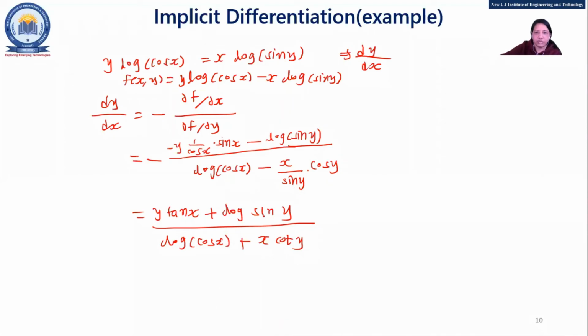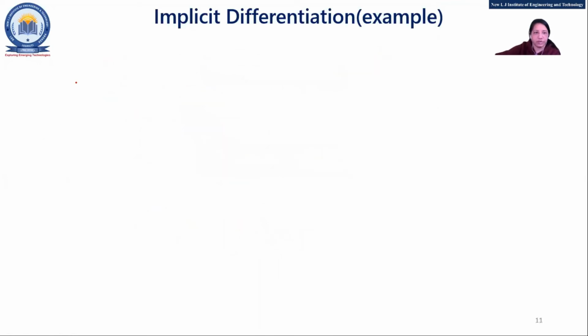Okay, so this is the thing. So next example, same, some difference is there only. That was asked, this example, just note it down, it was asked in a GTU exam. Cos x raised to y equal to sin y raised to x. Find out dy by dx. It was asked in 2014.